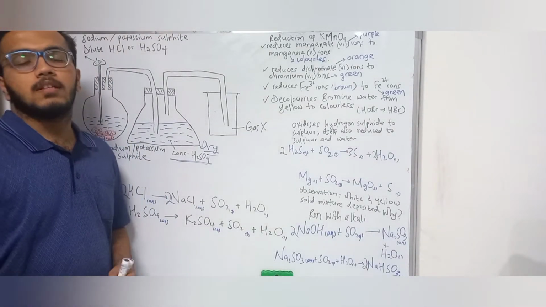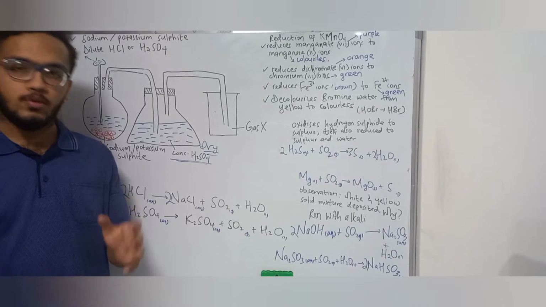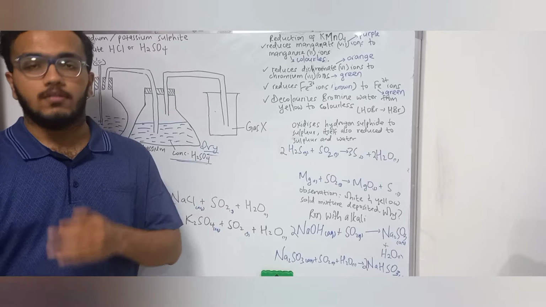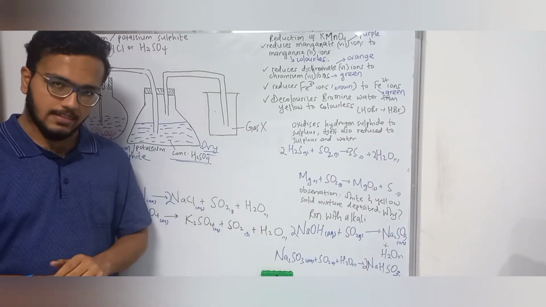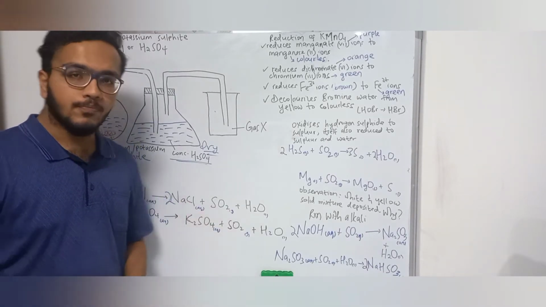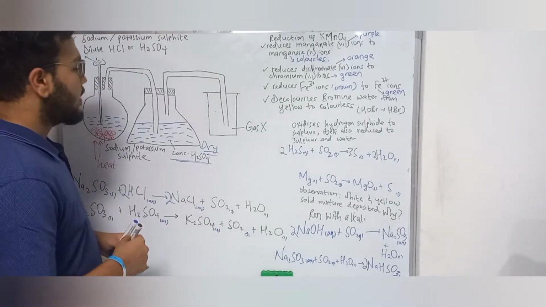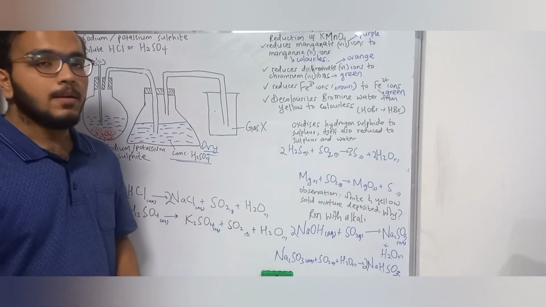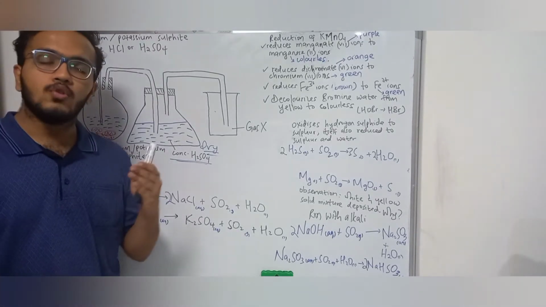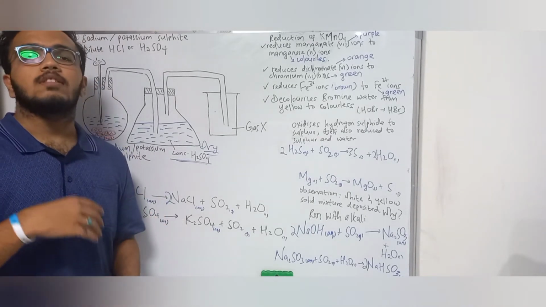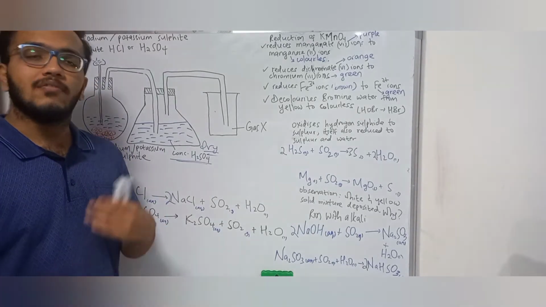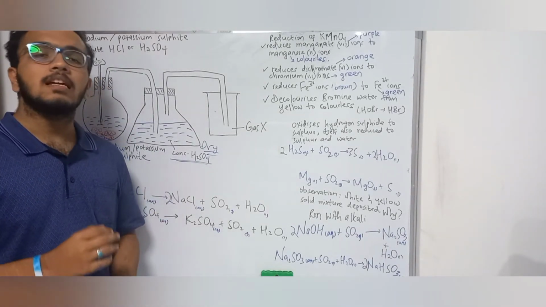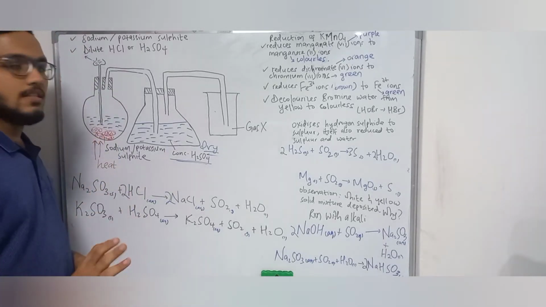So our second method of preparation involves either sodium or potassium sulfite plus either dilute hydrochloric acid or dilute sulfuric 6 acid. So you can use either of the two but not both of them together. Okay, so in one reaction, you can use sodium sulfite plus dilute hydrochloric acid, or sodium sulfite plus dilute sulfuric 6 acid, or potassium sulfite plus dilute hydrochloric acid, or potassium sulfite plus dilute sulfuric 6 acid. So these are your options.